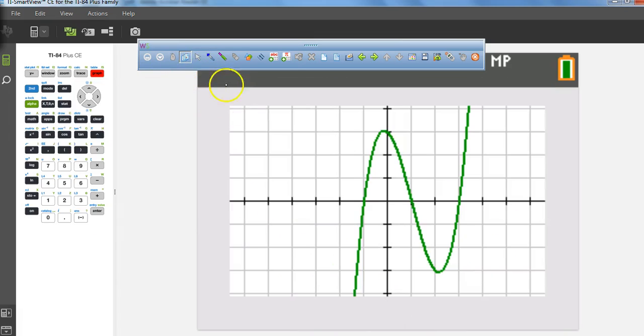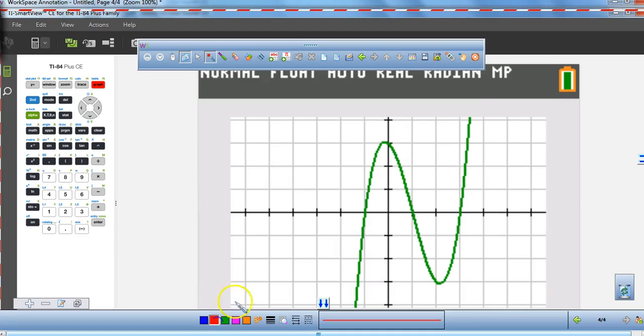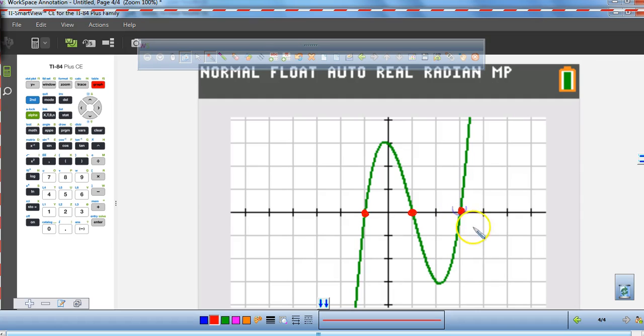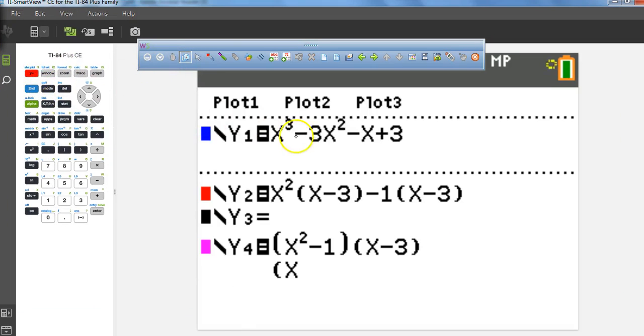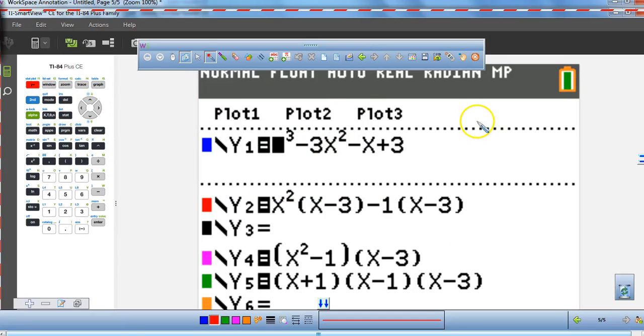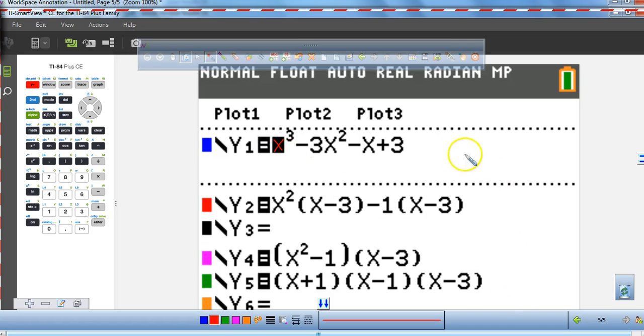And look, where are all the zeros, everybody? The zeros are located where? At negative 1, at positive 1, at 3. And hopefully you realize that this is just a progression of factoring. Oh, can't see it. That's an x. We started here and we finally finished here. So we started right here. This was the start of the factoring process, and this is where we finally finished.